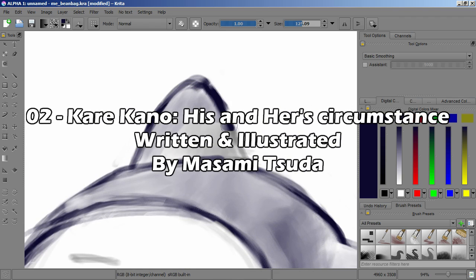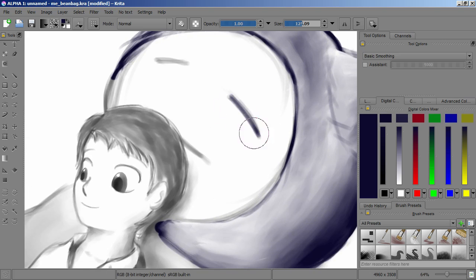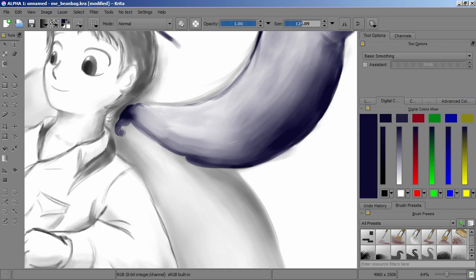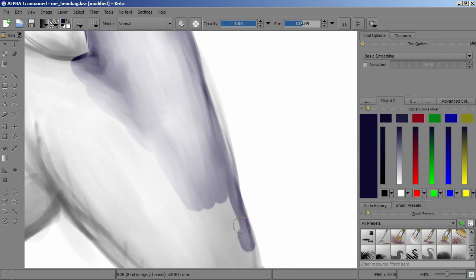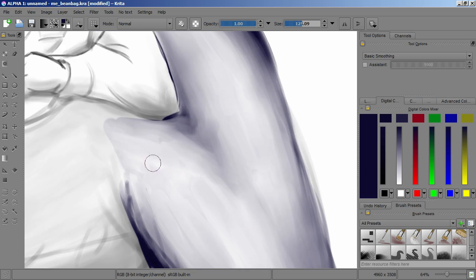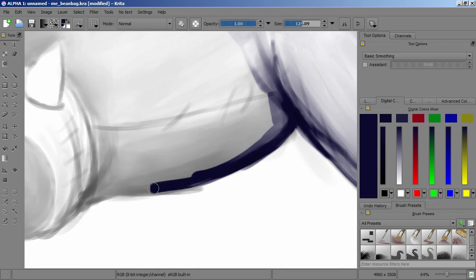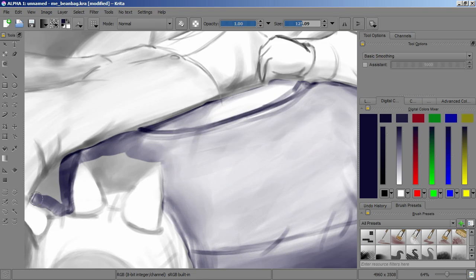Number two, Kare Kano, His and Her Circumstance. This is one of those romantic comedy ones that starts out with the main characters not being even remotely interested in each other, and they're both the top of their class for different reasons, and they both find out secrets about each other, and it ends up at the beginning with the guy seeming to blackmail the girl to be his girlfriend, but all he wanted to do was find out why she was hiding her secret. And then they actually do fall in love with each other, and that's how the story starts.